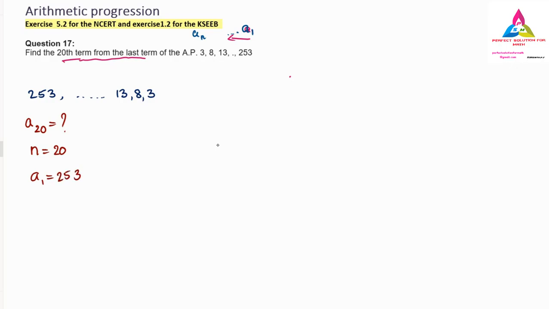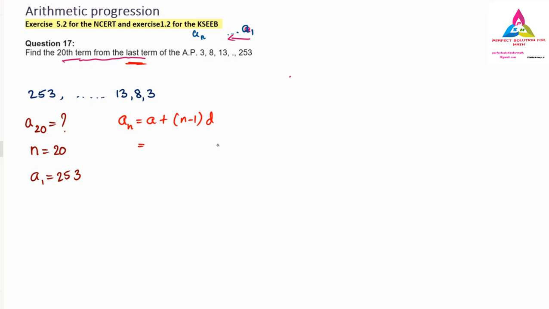Now we have to write down the formula, because they have asked to find the 20th term from the last term. Using the last term we have written the AP in the reverse way. So we will write down the formula now: an is equal to a plus n minus 1 into d. And here the an value we don't know.